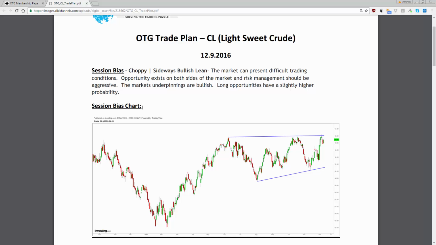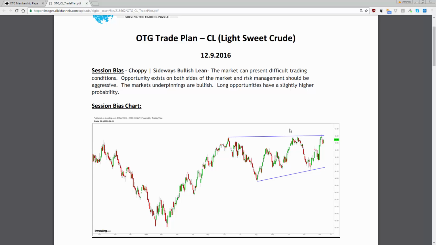What we also provide for you here is a session bias chart to give you a little bit of insight into our rationale. If you look here, this is one of the price action concepts that we'll be teaching you in this training, but that's for a later time. Simply put, this is a rising wedge. This is a bearish formation. When you see a rising wedge like this, it is typically a bearish formation.